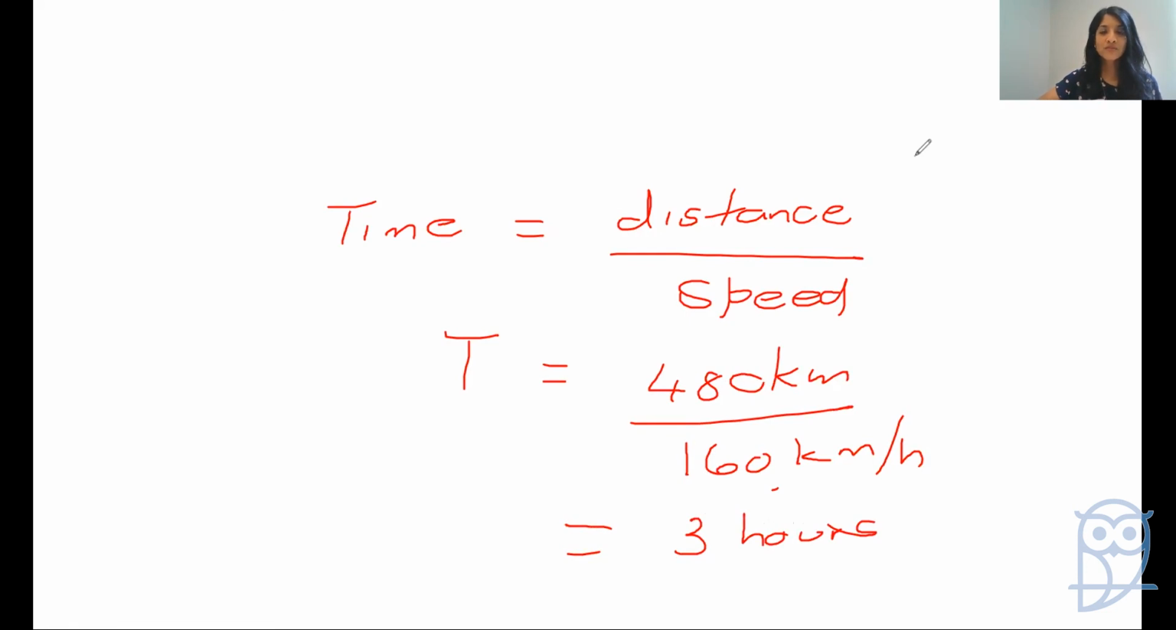Okay, so guys, just a quick recap. When we're working out speed, we say speed is equal to distance divided by time. When we're working out distance, we say distance is equal to speed multiplied by time. And when we're working out time, we say time is equal to distance divided by speed.